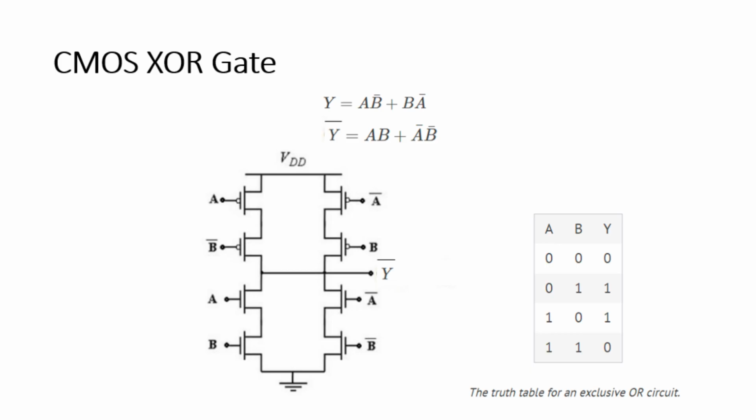And for the last input, both A and B are 1. So if we consider the pull down network, both A and B are 1.